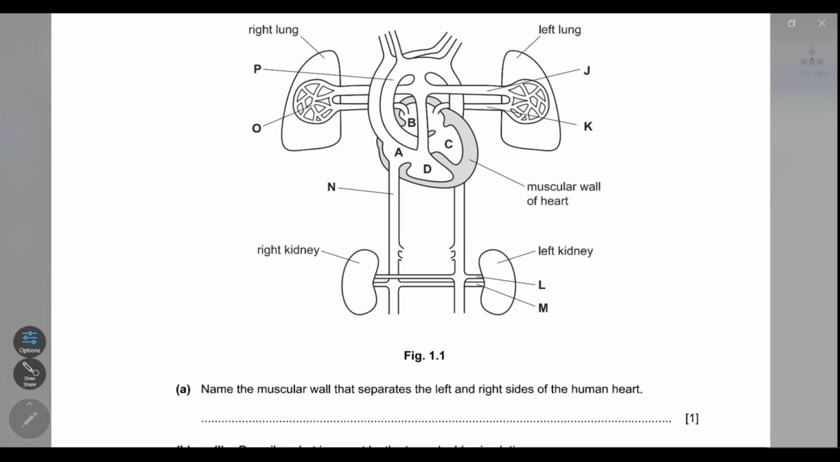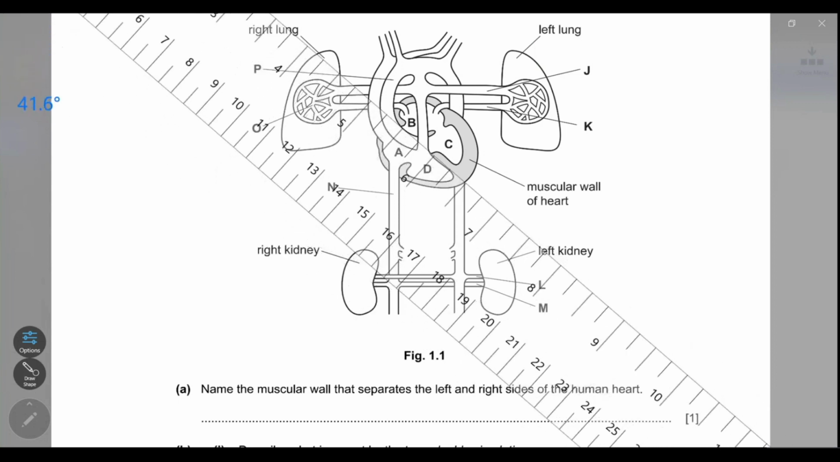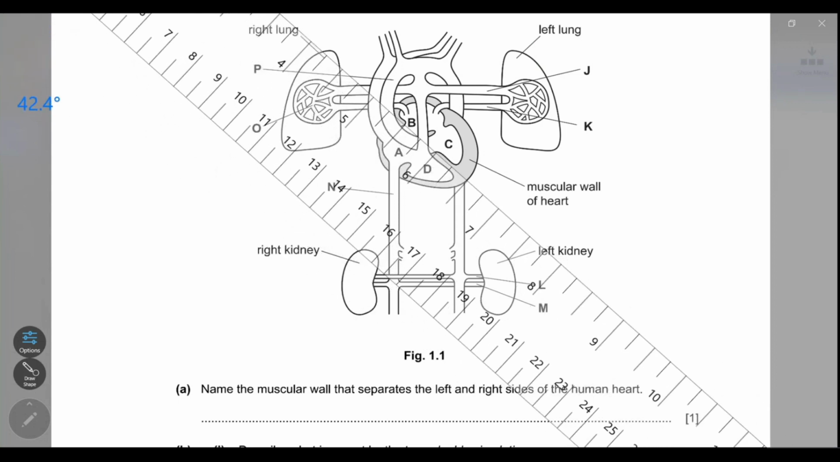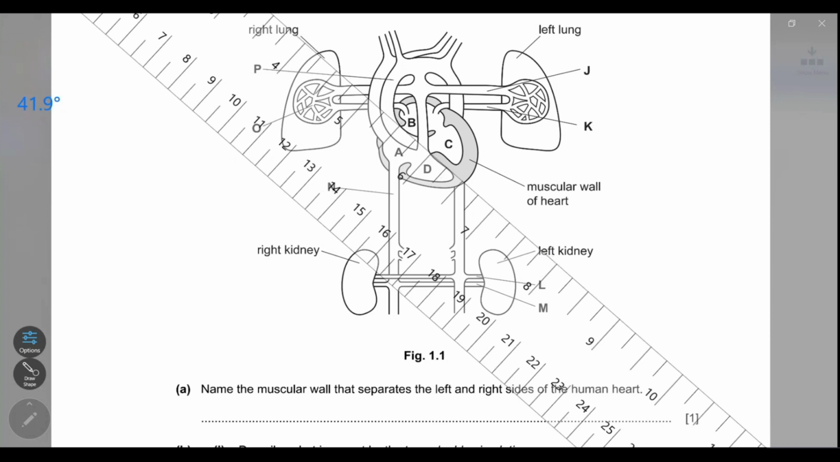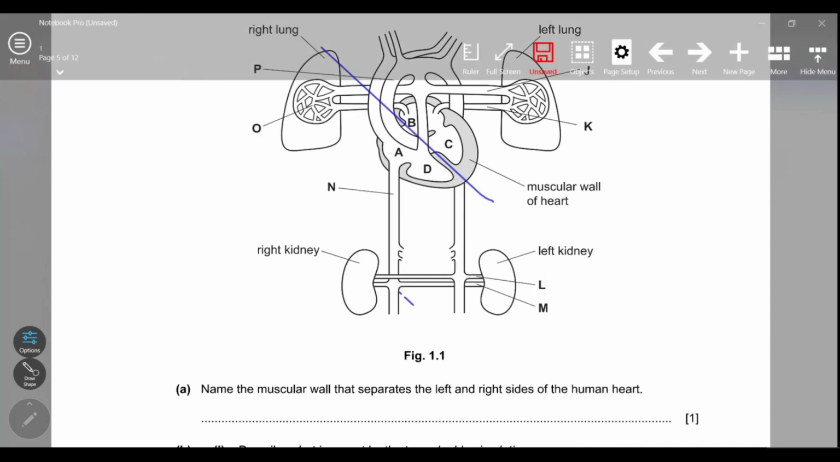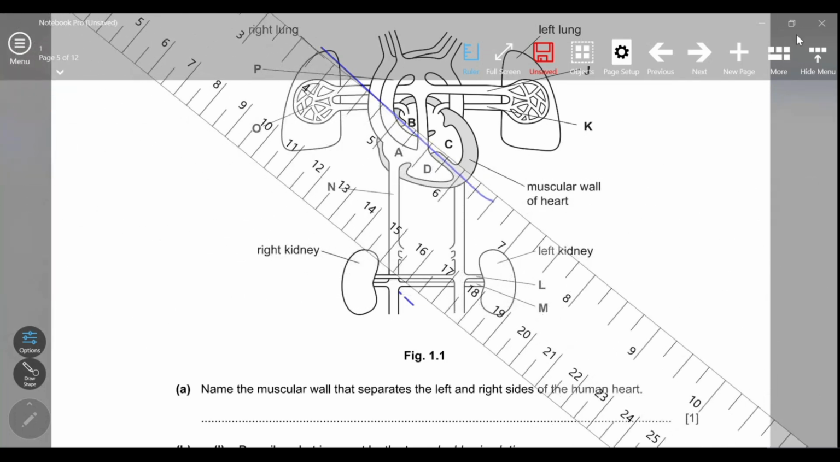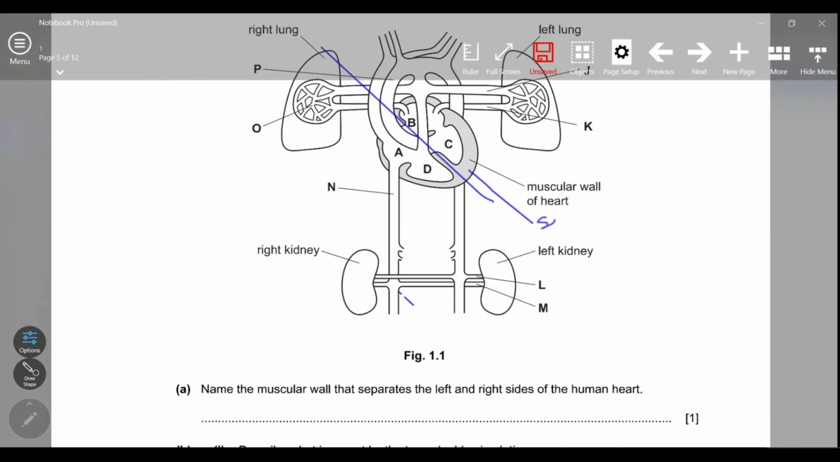Here is the septum. If I draw it like this, for example, in order to make it easier and closer for you to understand, here there is a muscular wall, which is known as the septum, that is separating the right side of the heart, which has deoxygenated blood, from the left side that has oxygenated blood. So here is the septum.